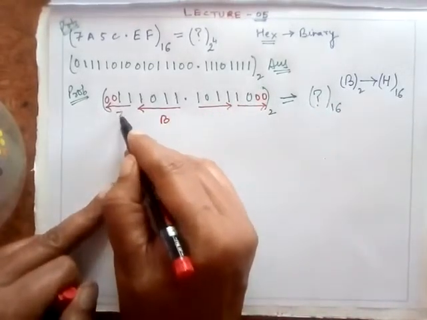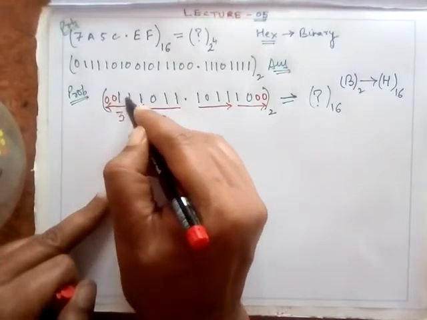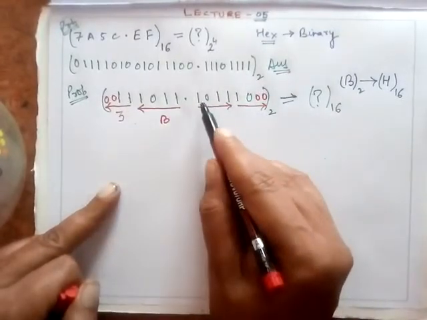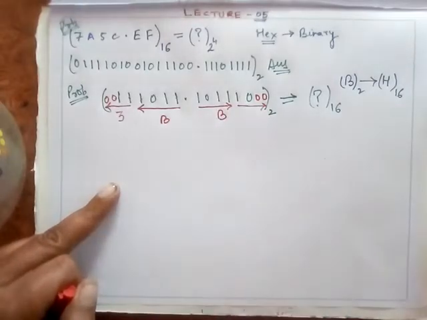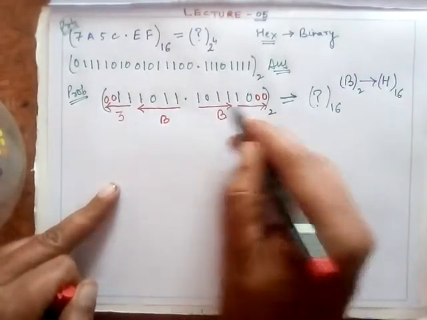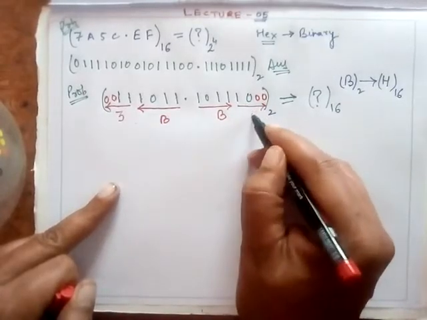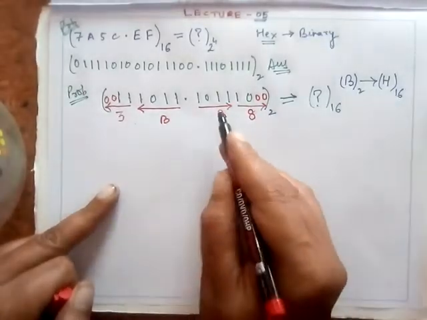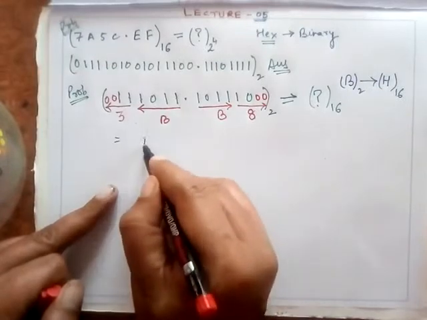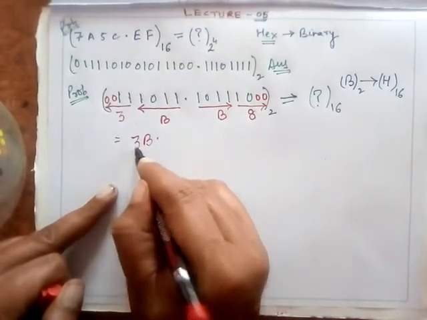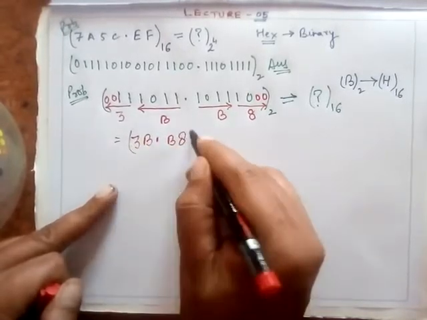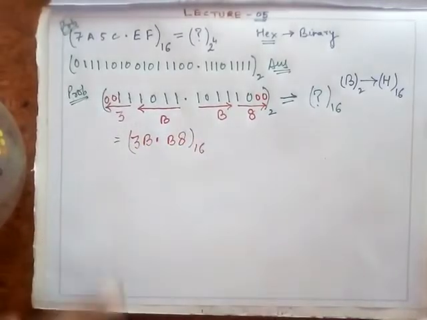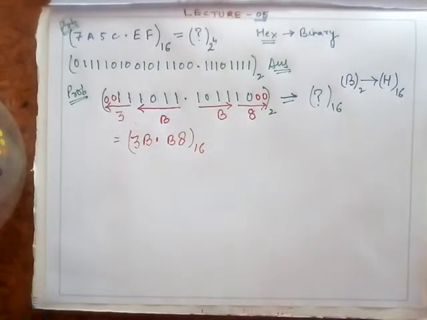This is simply 3. Just write down 8, 4, 2, 1. 2 plus 1 is 3. Again, this is 8, 4, 2, 1. Further, again this is 11. So it is B. Okay, coincidentally it is like this. Otherwise not necessary. And this is 8. So the final answer I can say is equal to 3B.B8 in base 16.